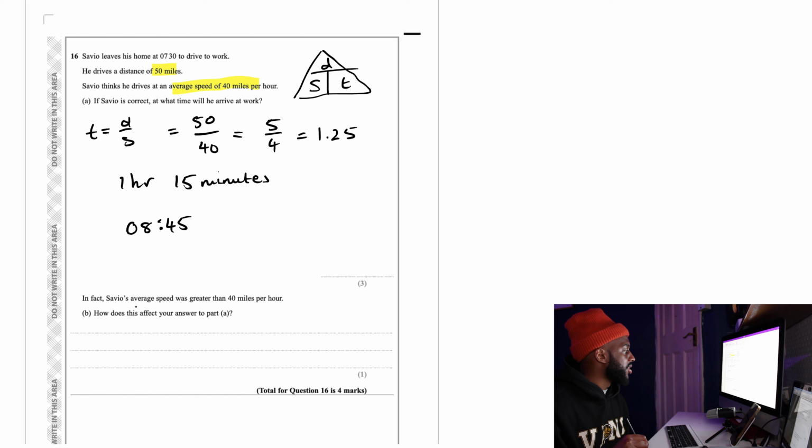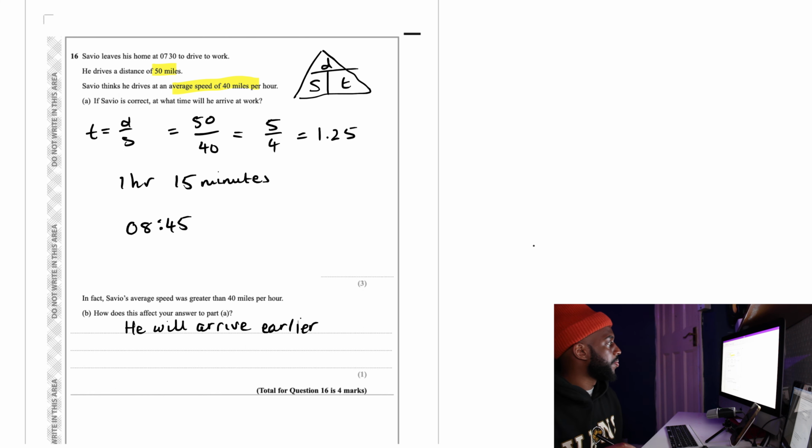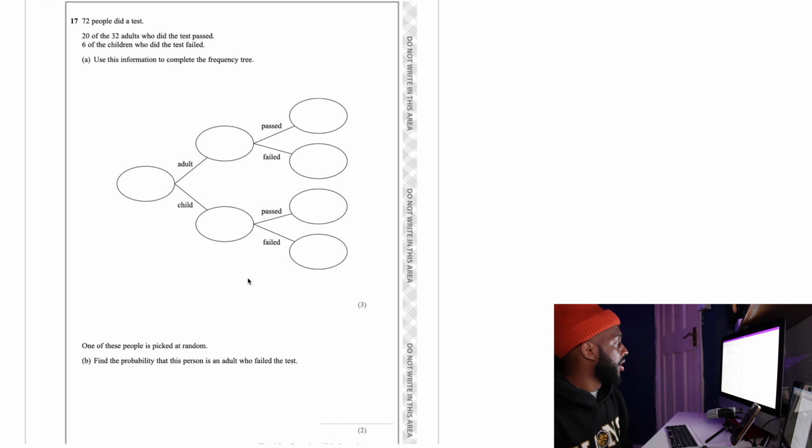For the next question, it says, in fact, Savio's average speed was greater than 40 miles per hour. How would that affect our answer? Well, if he's driving faster, he's going to arrive earlier. So he will arrive earlier. That's it.